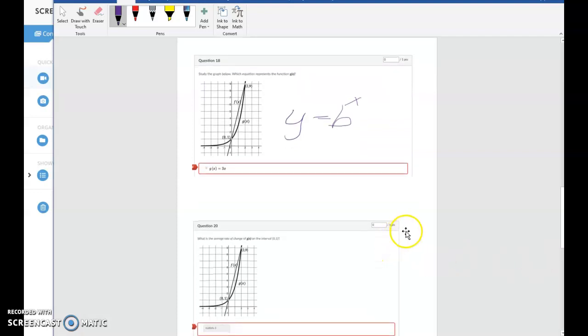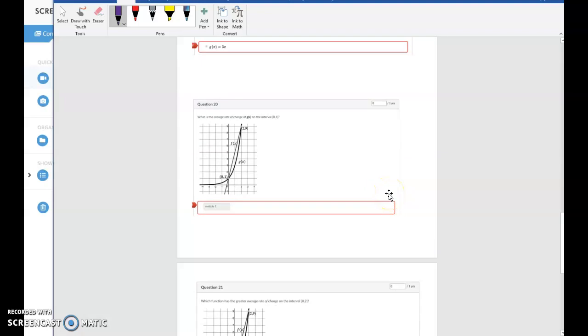Question 20 is average rate of change. So average rate of change is the same thing as slope. So slope is y minus y divided by x minus x. And they're talking about g. So you have the point 0, 1, and then they want you to use the interval 1. So you're going to use 0, 1, and then you need to find the ordered pair 1 that's on the g graph. So if you go over to 1, it goes up 1, 2, 3. Okay, so you're going to need to find the slope between those 2 points.